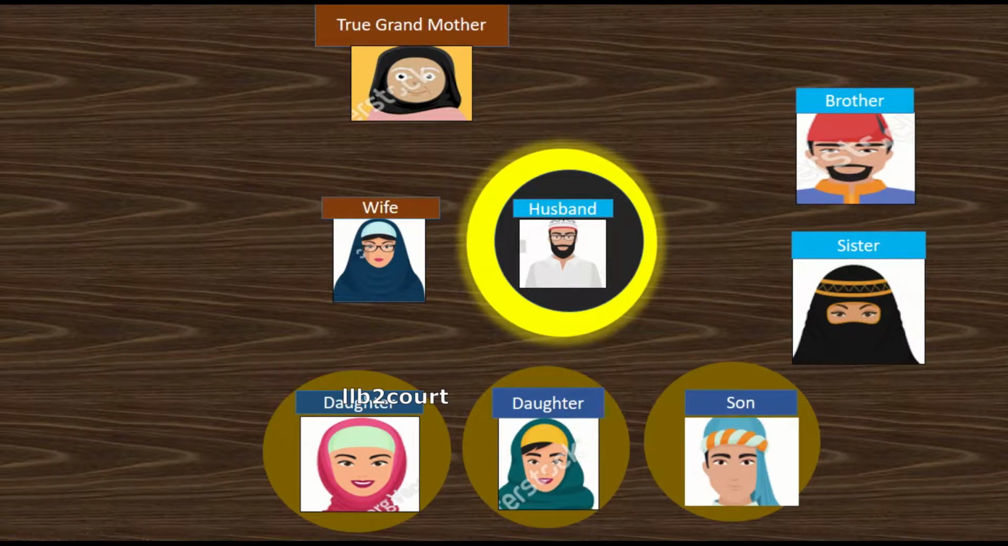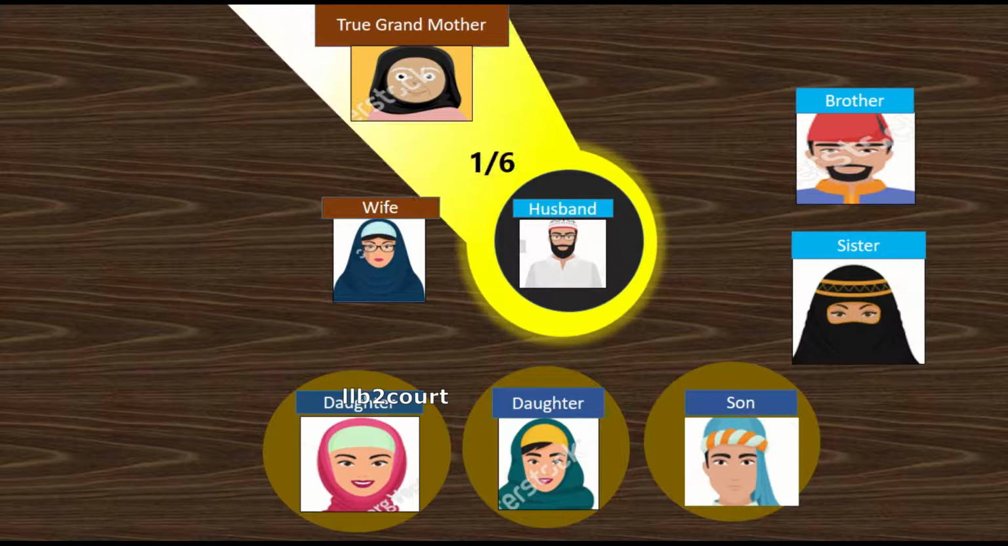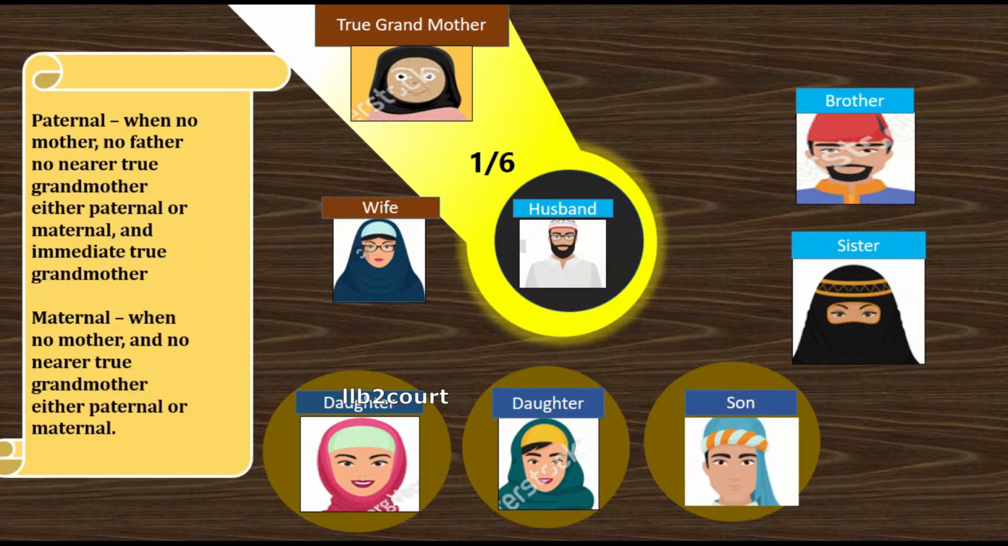So we have seen mother. Next one is true grandmother. In place of mother, the true grandmother is going to get a share. If mother is there, she gets 1 by 6. If mother is not there, the true grandmother, in her place, gets 1 by 6. Either it could be paternal grandmother or maternal grandmother. The share is the same, that is 1 by 6.